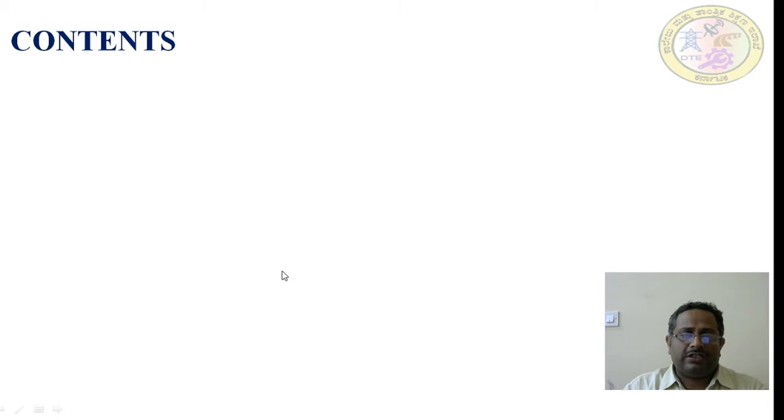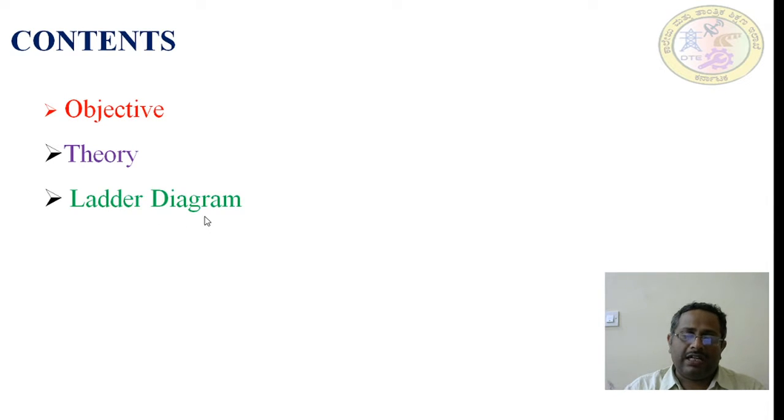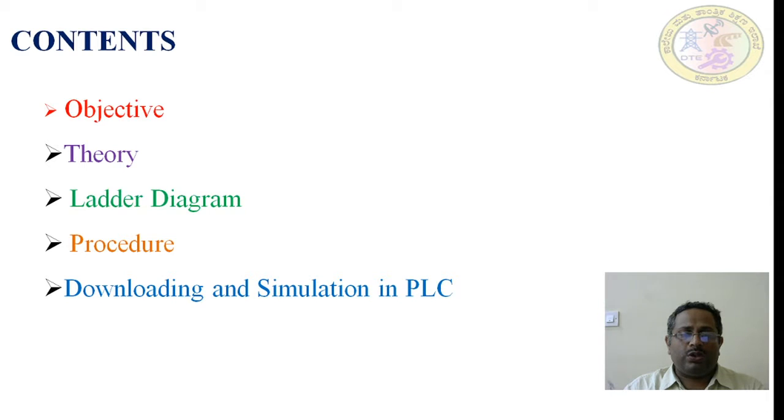In this class, first we will see the objective of this experiment, then the theory behind this experiment. Then we have to construct the ladder diagram, see what elements we use and how they work, and then the procedure to construct this ladder diagram in the programming software, how to download it into the PLC, and how to test it in the PLC by connecting external outputs. Then I will show how to download and simulate it in the PLC. Finally, we will end with the result.